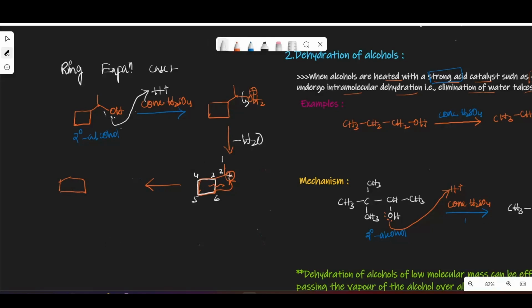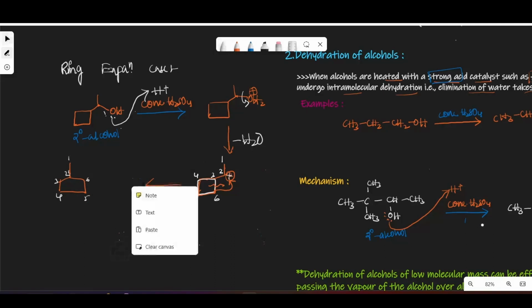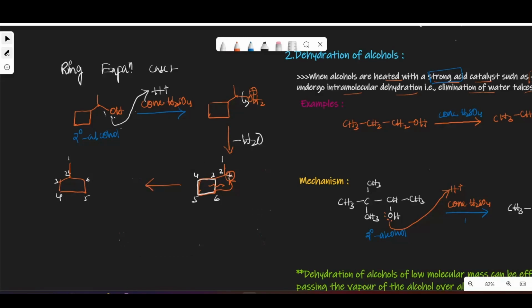Let's see that. Let's give the numbering again. Here we have one more methyl group. So here 1, 2, 3, 4, 5, 6. Here a bond is formed between 2 and 6, and we will get a carbocation on the third carbon.